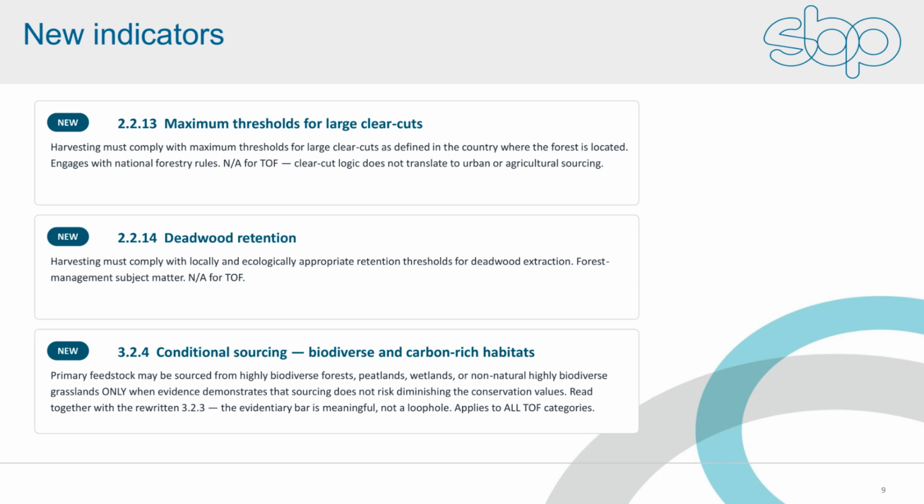Primary feedstock may be sourced from highly biodiverse forests, peatlands, wetlands, or non-natural highly biodiverse grasslands only when there is evidence that sourcing does not risk diminishing the conservation values. Read this together with the rewritten 3.2.3. The evidentiary bar here is meaningful, not a loophole, and this one applies to tough categories.